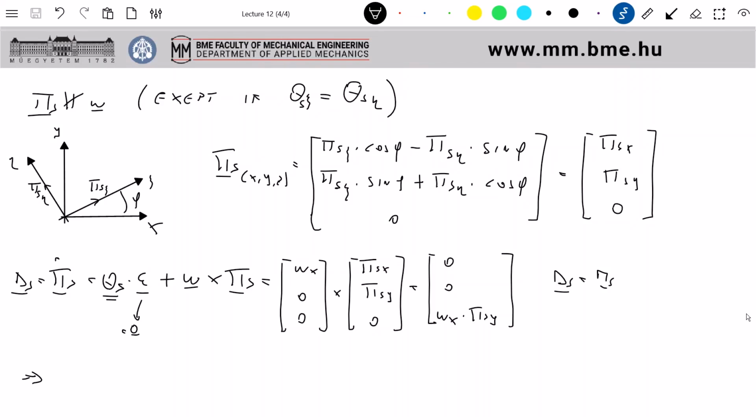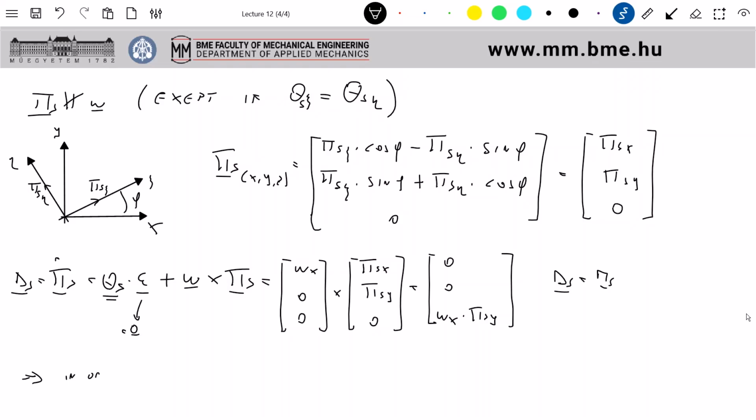And now if you compute ds, so if you want to write this equation ds equal to ms, we have that ds is given by pi s dot. Pi s dot is given by this term, which is 0 because epsilon is 0, but this term is not 0. This term is different from 0, and this means that if we want to have something such that epsilon is 0, we need to give a moment, okay? So yeah, we need to give a torque.